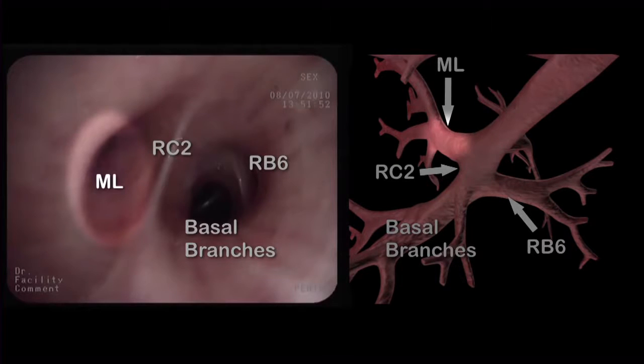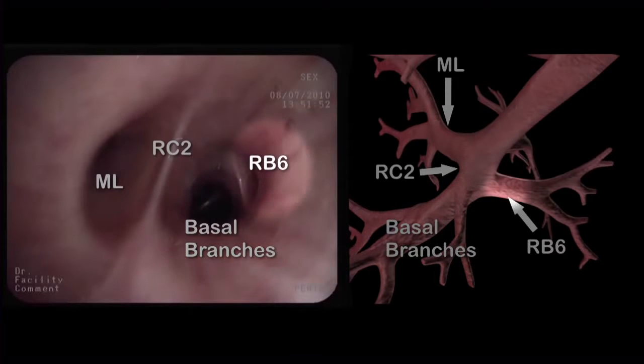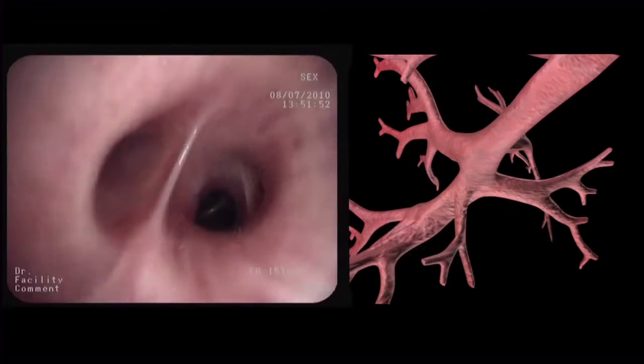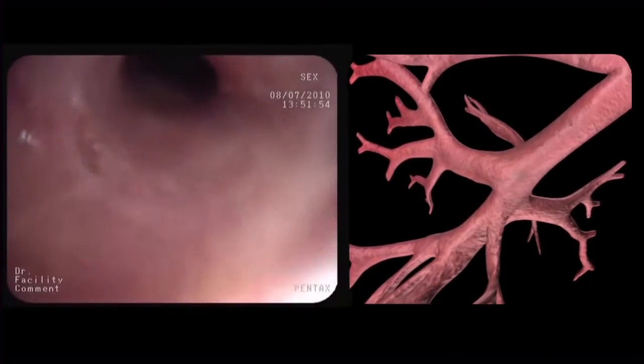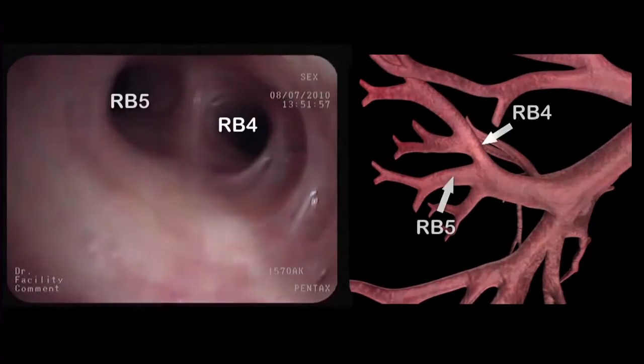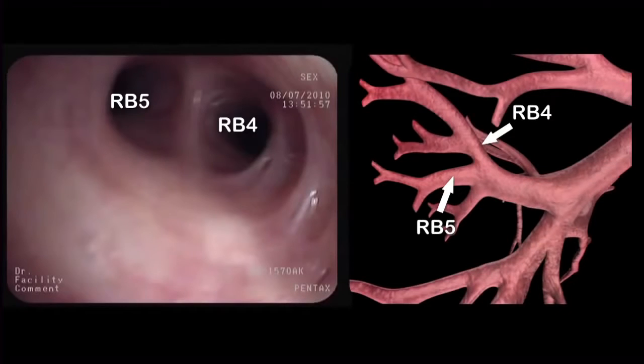Here, we identify the orifice of the middle lobe, the right carina 2, the basal branches, and the apical segment of the lower lobe, or RB6. We then enter the middle lobe bronchus, which divides into the lateral segmental bronchus, or RB4, and the medial segmental bronchus, or RB5.